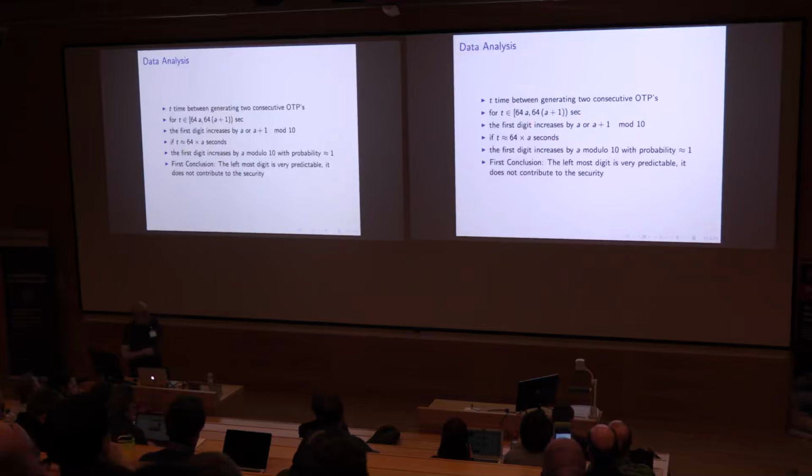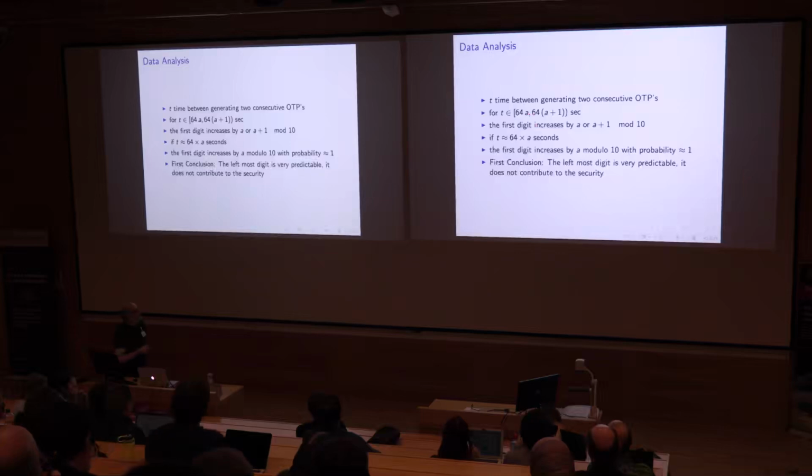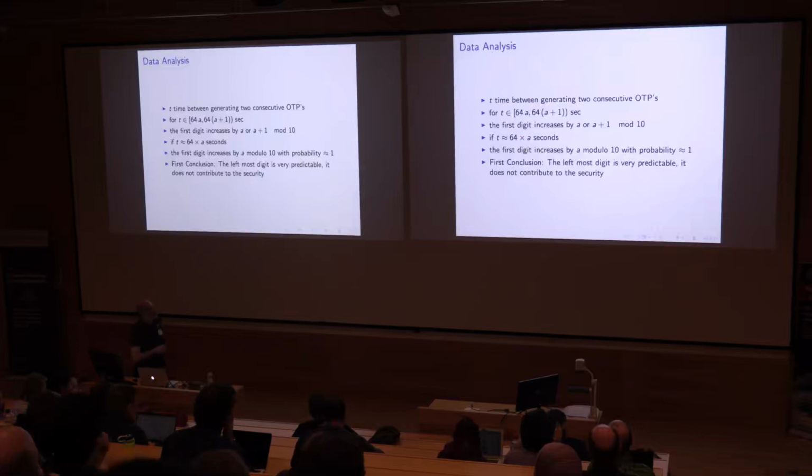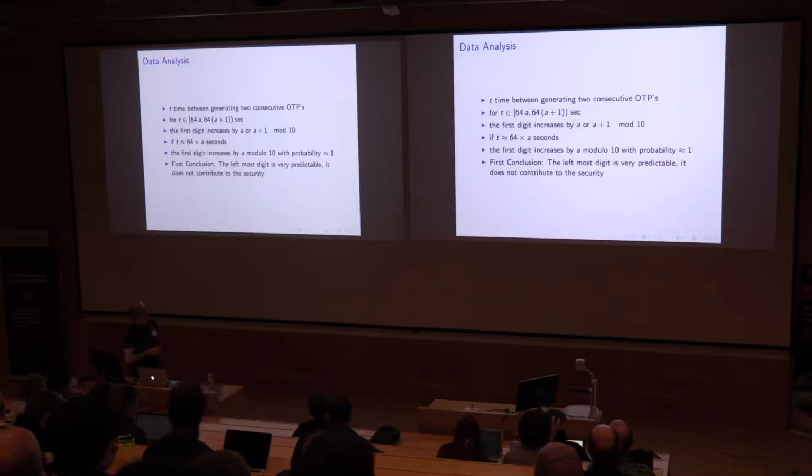Now, if we denote by t the time between generating 2 consecutive OTPs, and if t belongs to an interval of 64a seconds with integer bounds, where a is a natural number, then the first digit increases by a or a plus 1 modulo 10 every time. And if t is close to a multiple of 64 seconds, then the first digit increases by a modulo 10 with probability very close to 1. So the first conclusion is that the leftmost digit of the combination is very predictable, of course, and it doesn't contribute to the security. So it may be simply stripped.